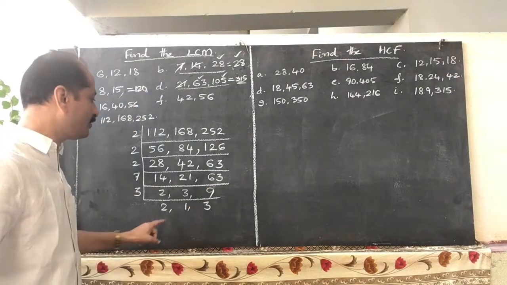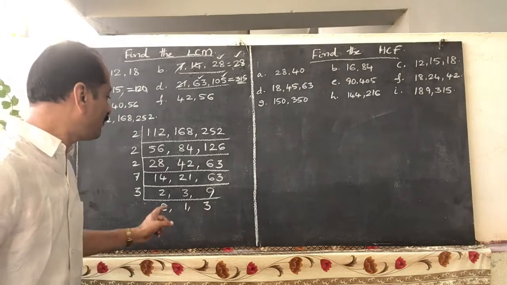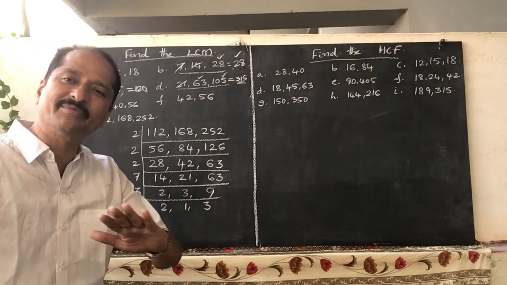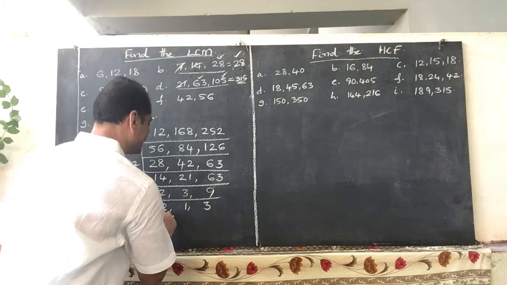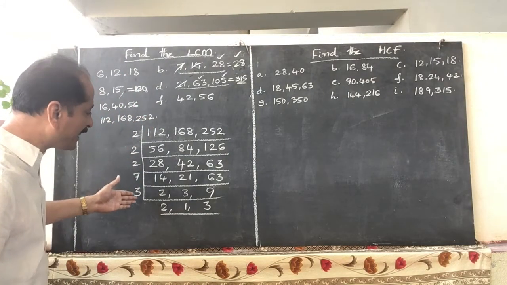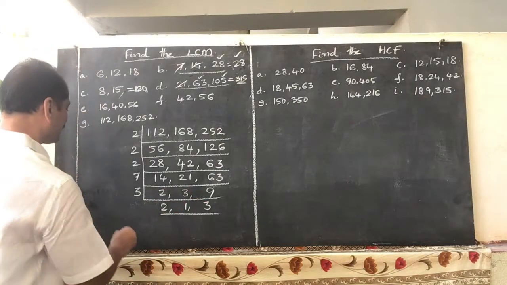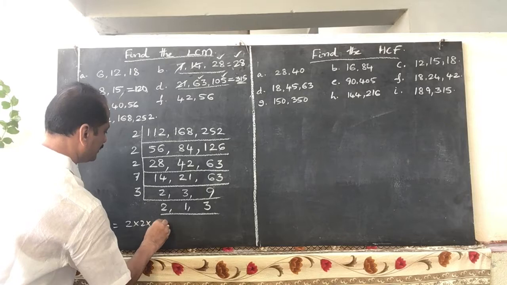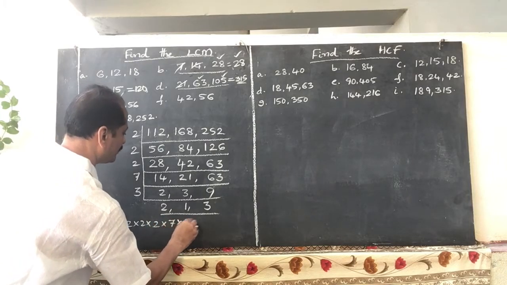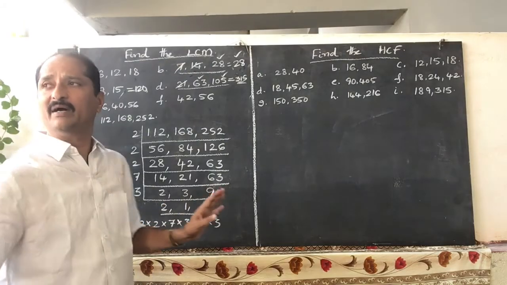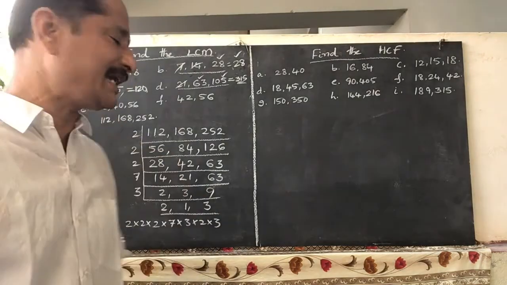Now observe carefully, 2 and 3 are left over. 2 and 3 are co-prime numbers. So stop the division here because 2 and 3 don't have any common factors. So LCM is the product of common factors and remaining factors. What are the common factors here we have? 2 into 2 into 2 into 7 into 3 into 2 into 3. So by finding this product you will get the LCM.